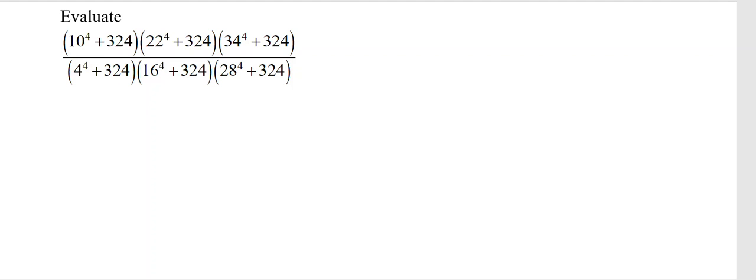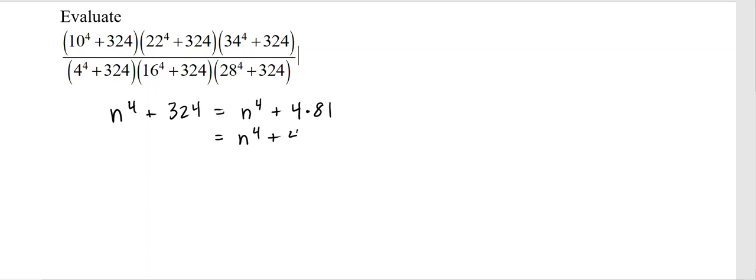Okay, our solution here is going to make use of the famous Sophie Germain identity, which we described in an earlier video. There's a link in the description. All of the factors showing here have the following form. They all have the form n to the fourth plus 324. This can be factored as follows. First, notice that 324 is 4 times 81, and 81 is a perfect fourth power.